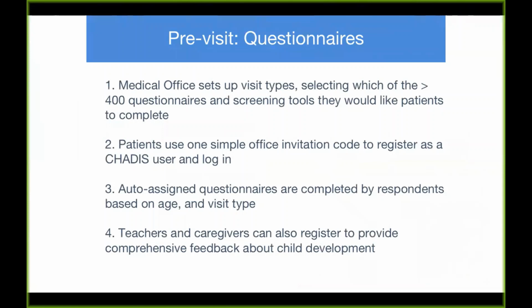Once an office chooses to sign up with CHADIS, they sign a licensing agreement, and then with the help of our staff, they get to choose which kinds of appointments patients would recognize, and then they set up the questionnaires they want to be administered to patients who are coming for that kind of visit, depending on their age. The patients only need one simple invitation code, usually the office phone number, to register themselves and their child and to see the questionnaires they're supposed to do and to complete them.